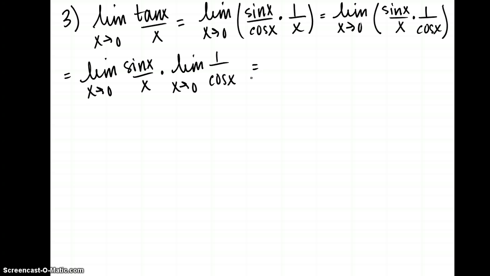Now, evaluating each limit individually, this is our exact special trig limit. It has a value of 1. And then direct substitution here, cosine of 0 is 1. So our final answer, all that work, gives us the exact same value for the limit.